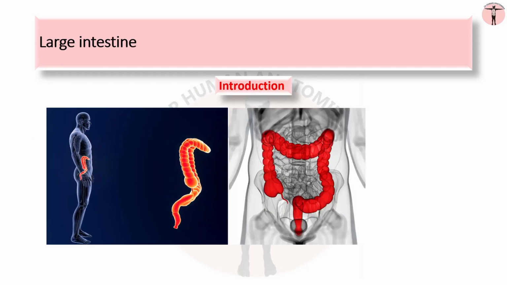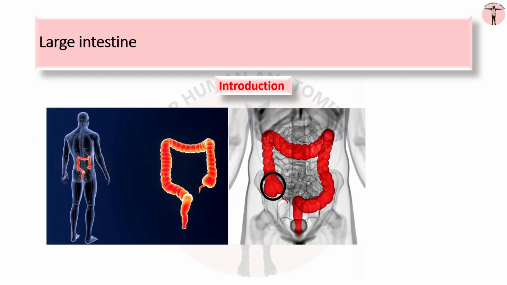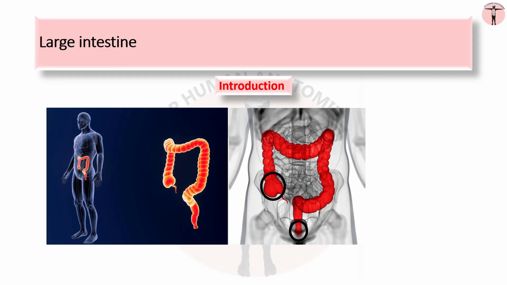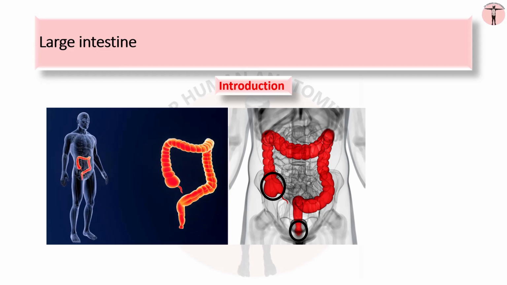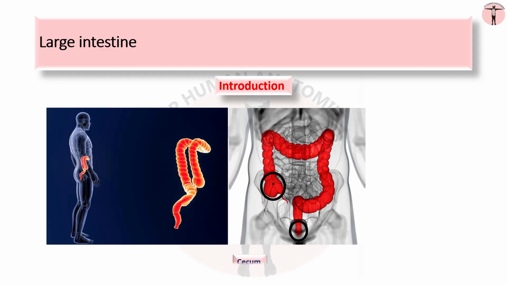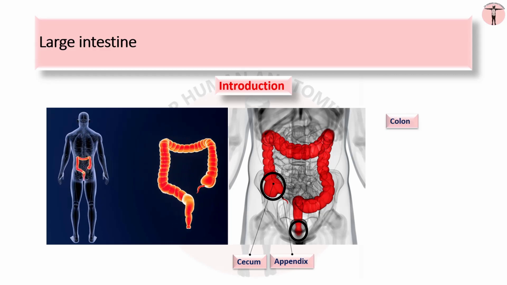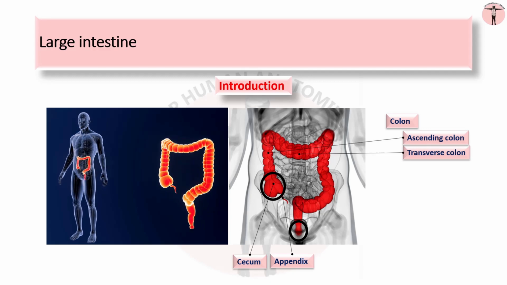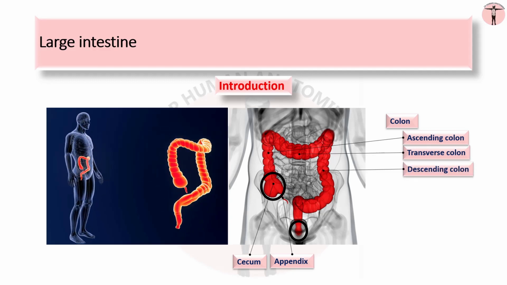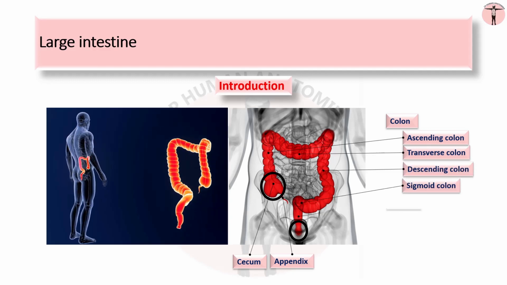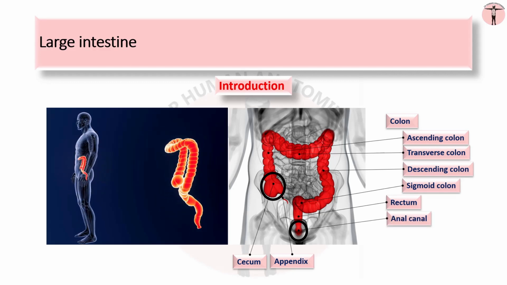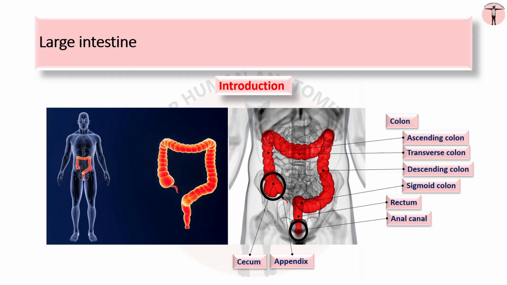The large intestine extends from the ileocecal junction in the right iliac fossa to the anus in the perineum. It is about 1.5 meters long. It is divided into the cecum, appendix, colon, which is further divided into ascending colon, transverse colon, descending colon, sigmoid colon, rectum, and anal canal. Rectum and anal canal will be considered in the sections on the pelvis and perineum.